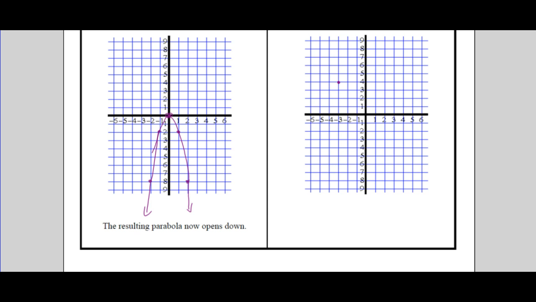The point that was at (-1, -2), right down here, goes 3 left, 1, 2, 3, and 4 up. And the point that was at (-2, -8) goes 1, 2, 3 left, 1, 2, 3, 4 up. And the point that was at (1, -2) goes 1, 2, 3, 1, 2, 3, 4. And the point that was at (2, -8) goes 1, 2, 3, 1, 2, 3, 4.